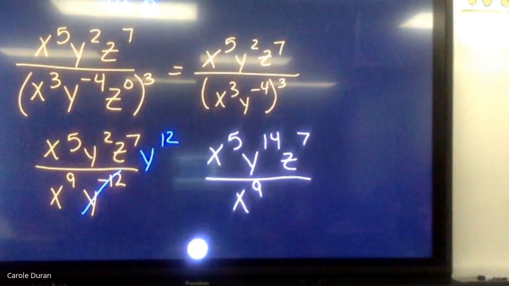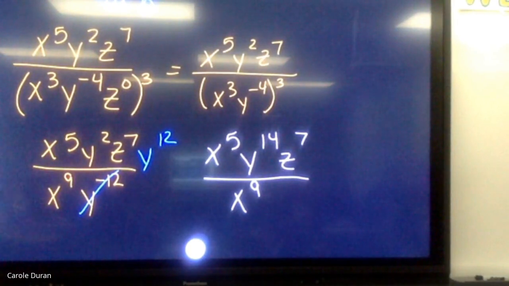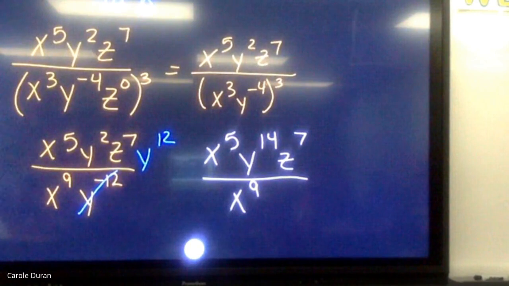How do we know that we're not finished? Because we have to make x smaller, right? I have an x in both the numerator and the denominator, which means my base is repeating. That can't happen. I have an x here and an x here. I'm not done. I can only have one x in the whole problem.